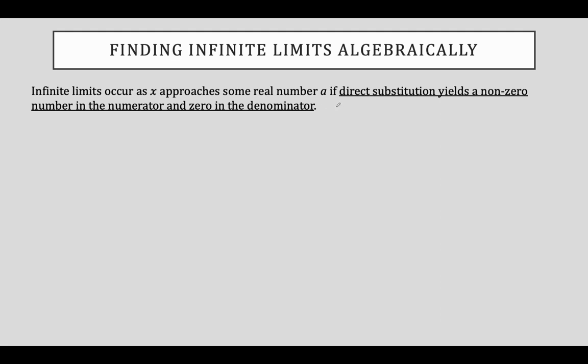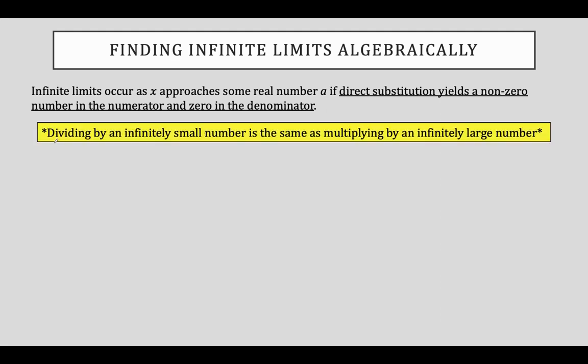Well, remember, when we say limit, we're talking about approaching an x value. That means that our denominator is approaching 0. It's getting closer and closer and closer to 0. So technically, it's not equal to 0, but it is infinitely close to 0. And dividing by an infinitely small number is the same as multiplying by an infinitely large number. That is very important to recognize.